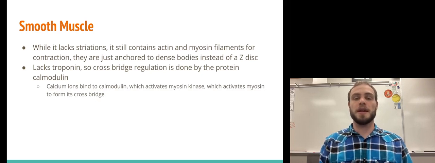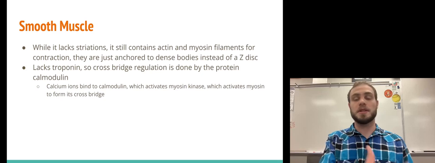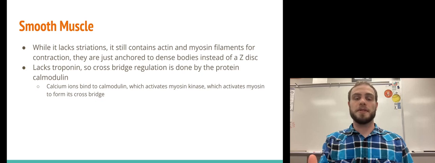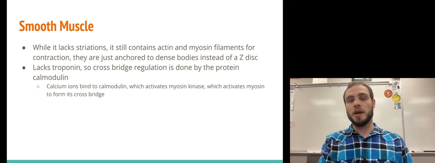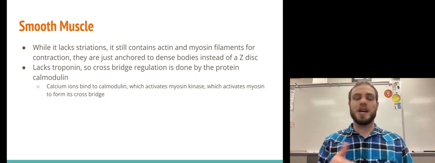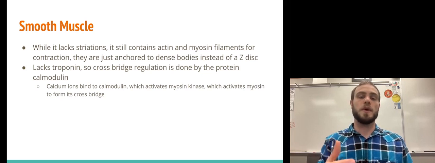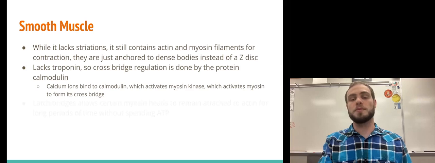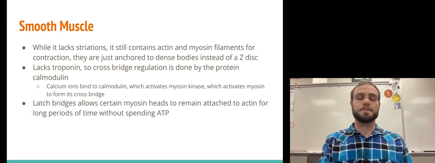And so calcium ions in skeletal muscle cells and cardiac muscle cells are going to bond to that troponin tropomyosin complex. And in smooth muscle, those calcium ions are going to bind to calmodulin, which is going to activate myosin kinase, which activates myosin and allows it to extend and form that cross bridge with actin.